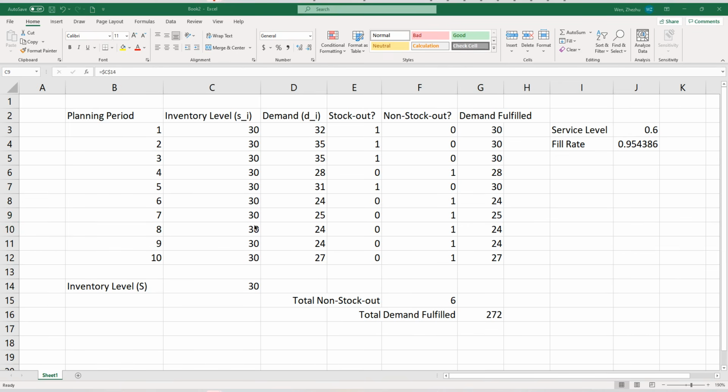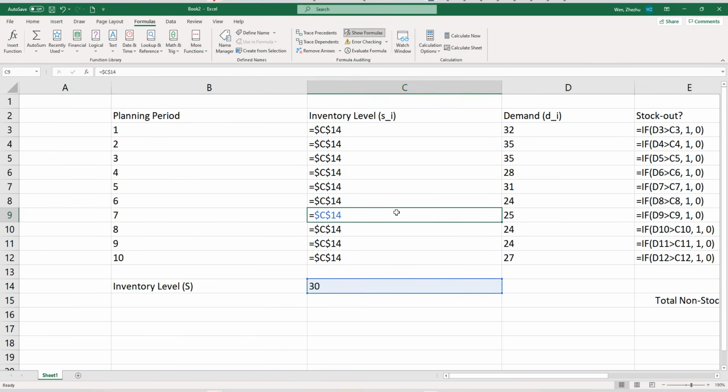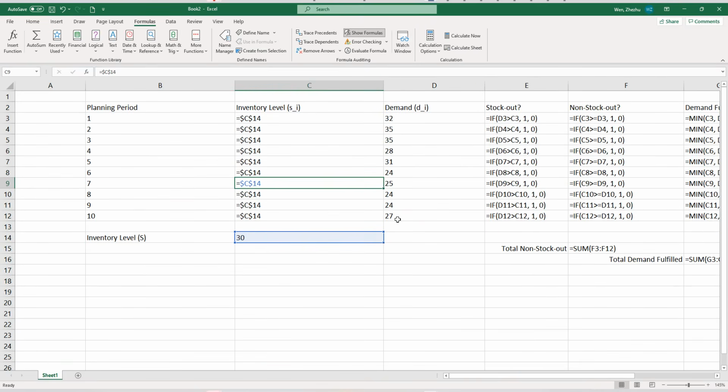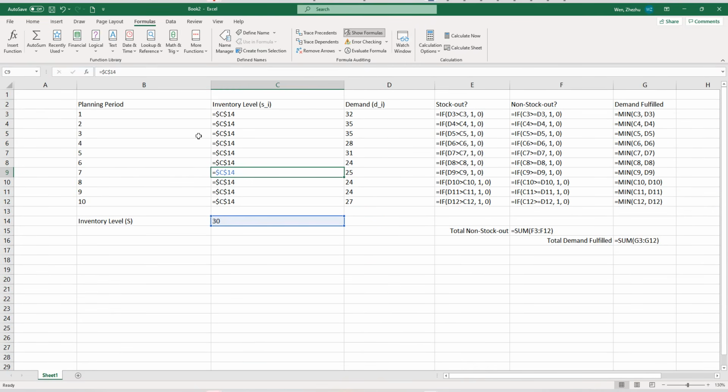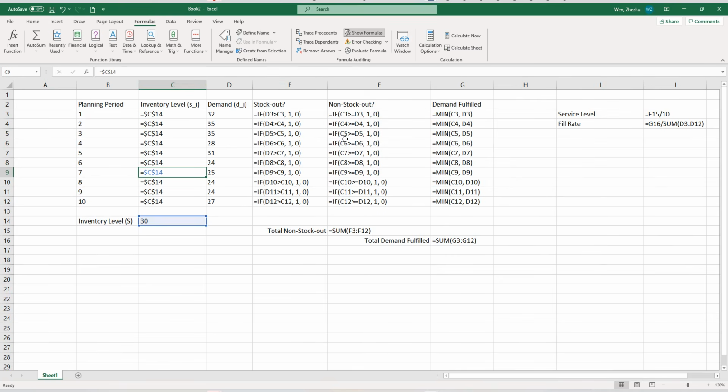not sure what happened to my shortcut. Control tilde won't open the formula view, but I can always go to formulas and take a look at show formulas. Okay, this is what I have in here if you want to know. But trust me, you won't get anything just by looking at these weird looking formulas.